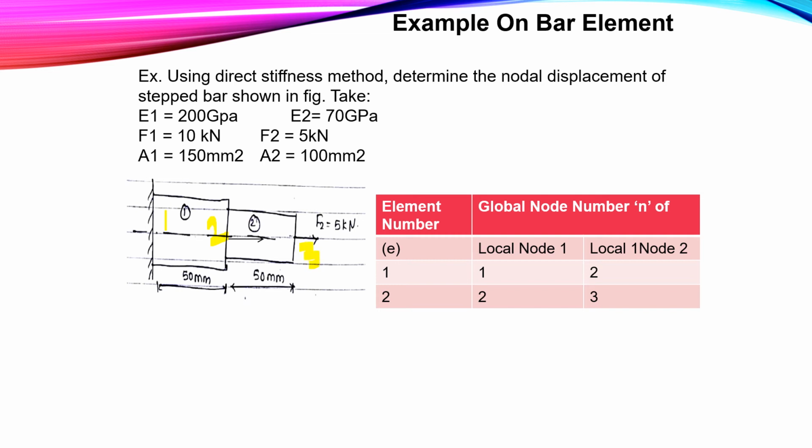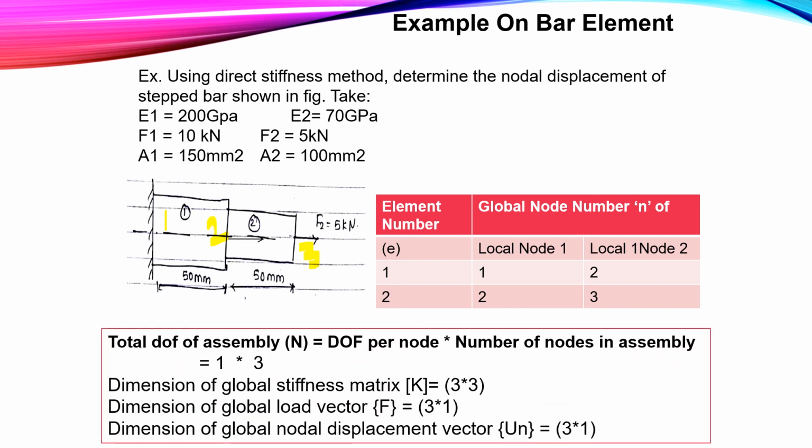Now the diagram says that at node number 2, one force is there, and at node number 3, another force is there. At node number 1, a 10 kilonewton force is there, and at node number 2, a 5 kilonewton force is there.